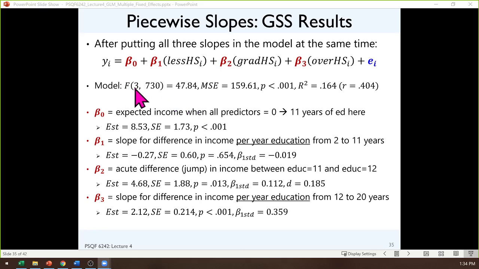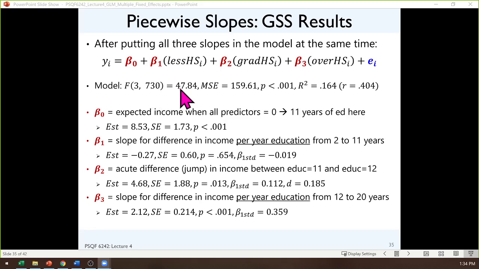So the F test here, 3, 730, that value is denominator degrees of freedom. That's always sample size minus the number of fixed effects in the model. This sample has 734 people in it. The model has 4 fixed effects. It has 4 betas, 1 intercept, and 3 slopes. So that's why this is 730.